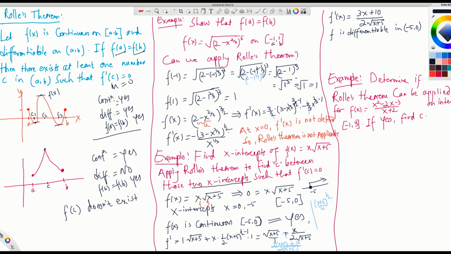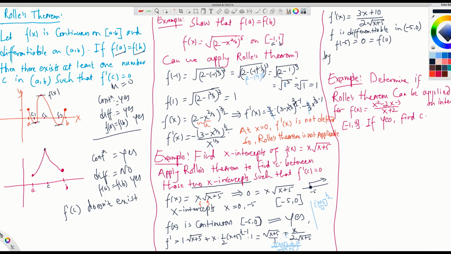You need f(a) equals f(b). What is f of -5? If you plug in f at x equals -5 here, you will get -5 times (-5 plus 5), which is 0, right? And how about f at 0? f at 0 is also 0. So we can apply Rolle's theorem because it satisfies all the conditions.